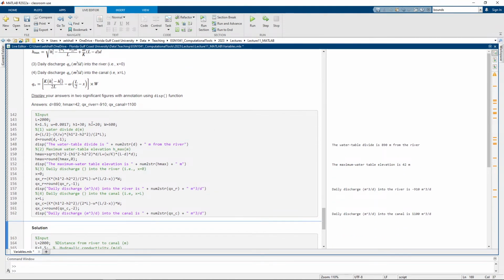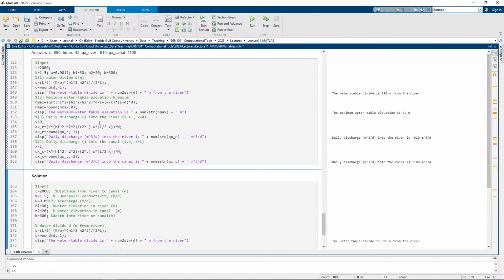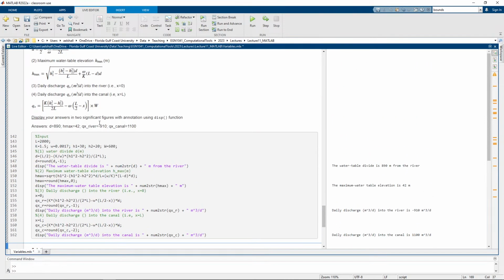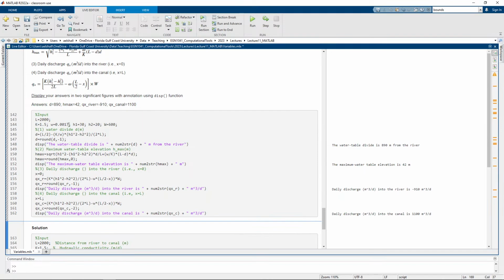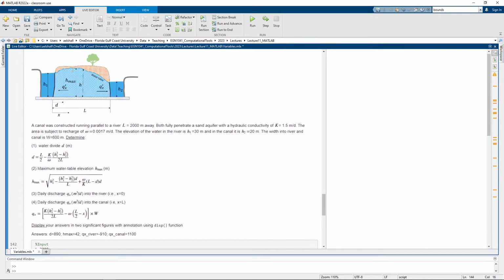So I have here recharge is 1.27. What if I have more recharge? So if I have more recharge, what will happen? If you are doing this with the calculator, you have to repeat all these steps. With MATLAB, you just change the number. So I increase recharge, and then my maximum water table elevation is now, instead of 42, now it's 49.